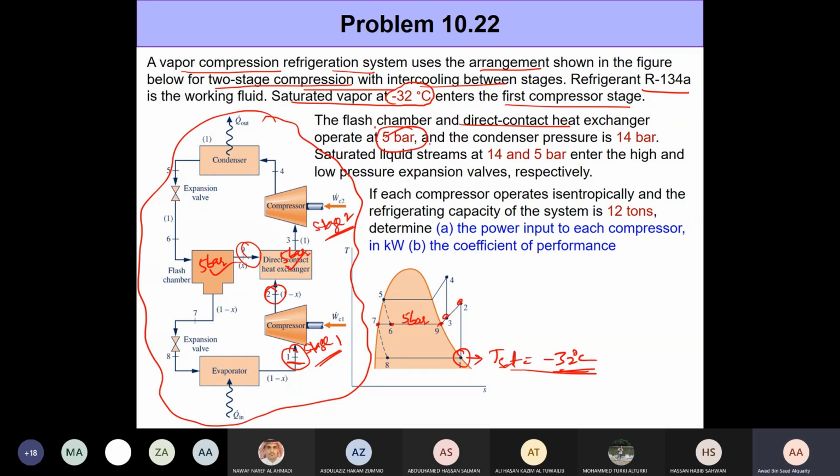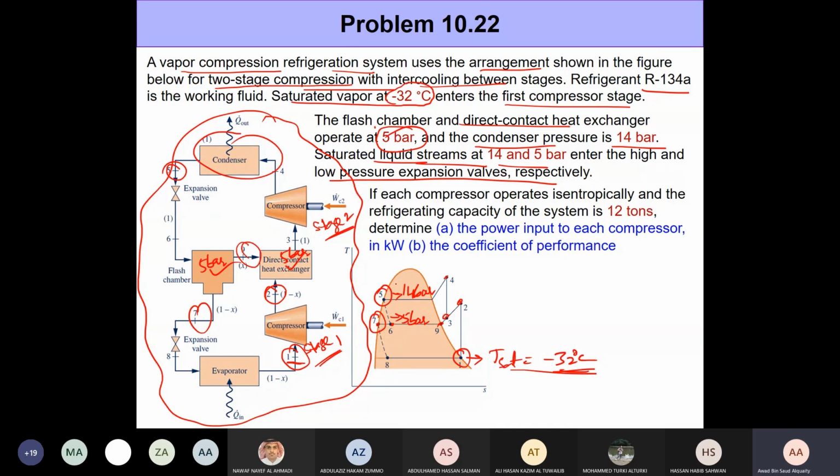Okay, so what else is given? The condenser pressure is 14 bar. All right, so this is the condenser. We just have one condenser right here, and this pressure is 14 bar. So 4 to 5 is again a constant pressure heat rejection. Now, saturated liquid streams at 14 and 5 bar enter the high and the low pressure expansion valves respectively. So we are talking about the entrance point of the expansion valves, and we have been told that these are both saturated liquid, and of course they will be at the condenser pressure of 14 bar and the pressure of the flash chamber, which is 5 bar.